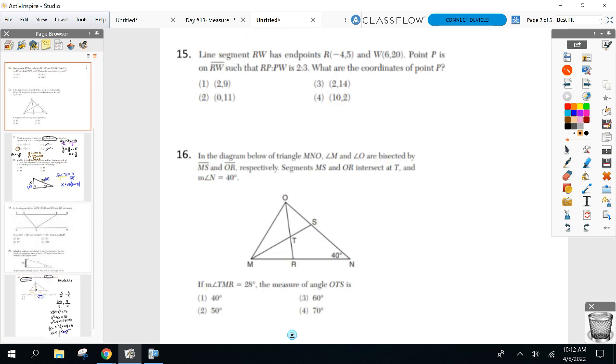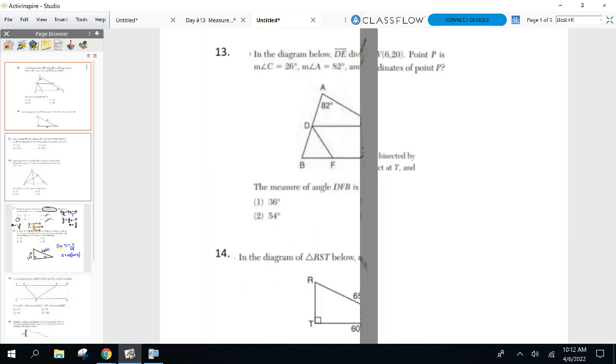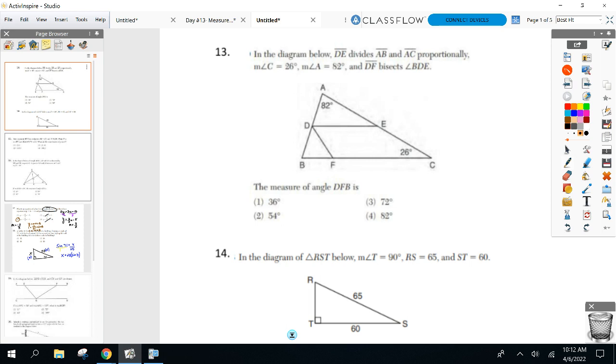Let's see, 13. What do we got? Ooh, all right. What is the measure of angle DFB, this bad boy right here? All right, what else do I got here? DF bisects angle BDE, so these two are congruent. DF bisects BDE, so those have to be equal. Angle C is 26, A is 82. DE divides AB and AC proportionally. Okay, got that.